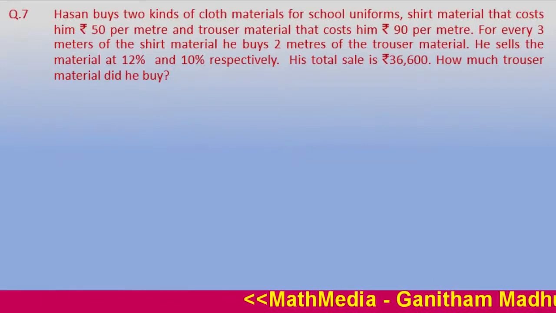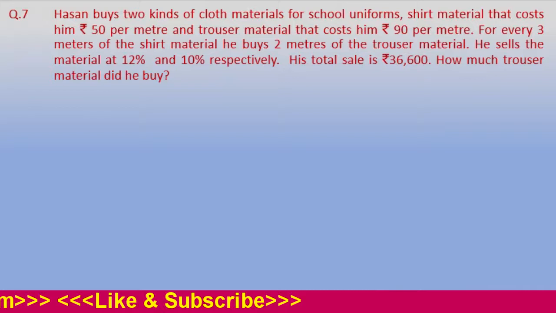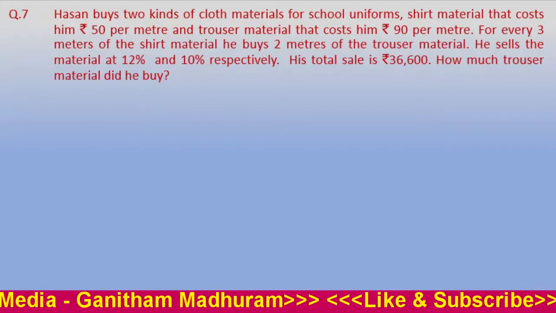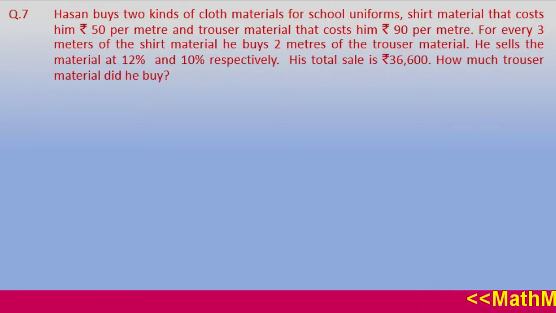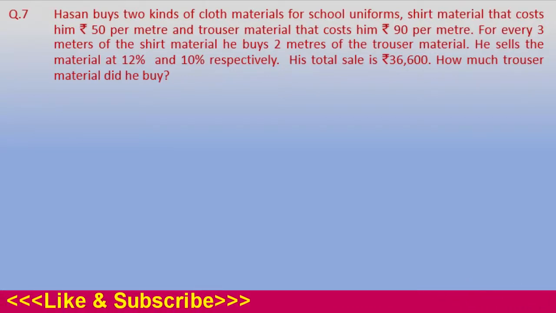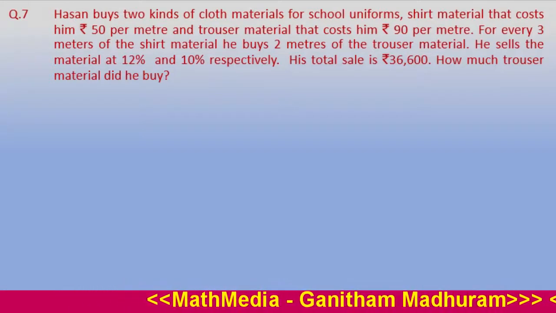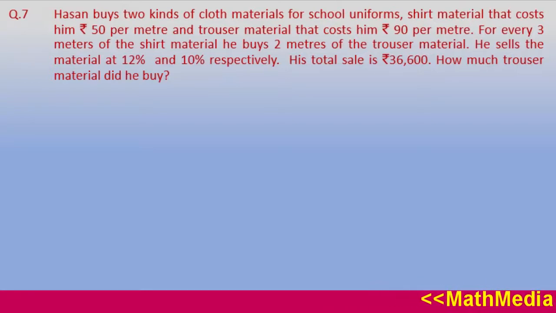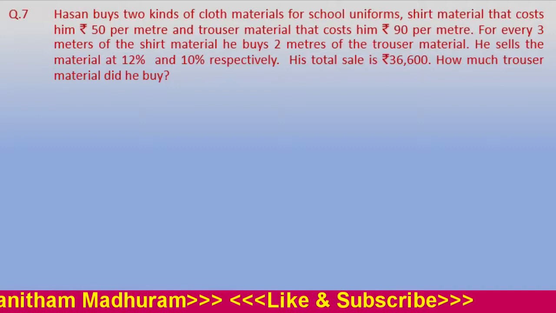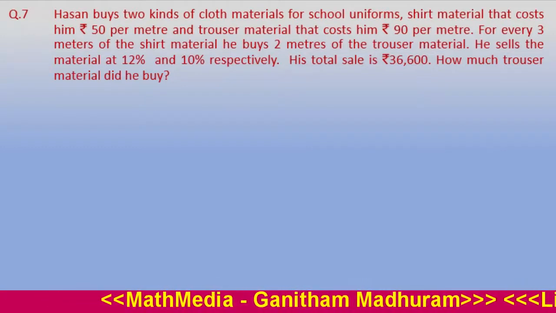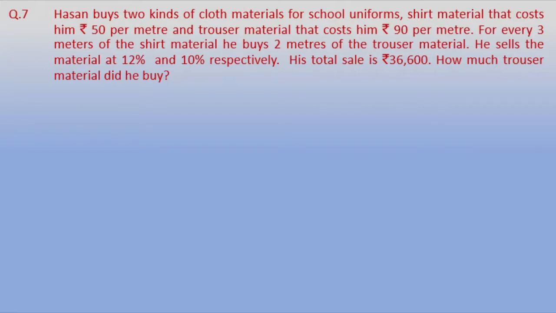Our next question. Hassan buys two kinds of cloth materials for school uniforms. Shirt material that costs him rupees 50 per meter and trouser material that costs him rupees 90 per meter. For every 3 meters of the shirt material, he buys 2 meters of the trouser material. He sells the materials at 12% and 10% profit respectively.